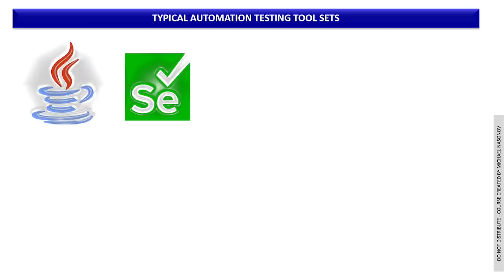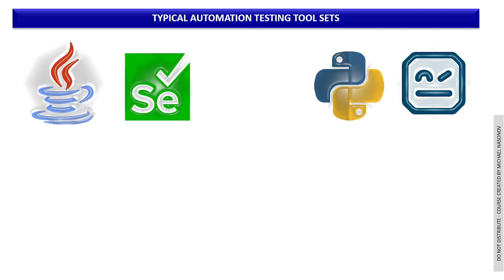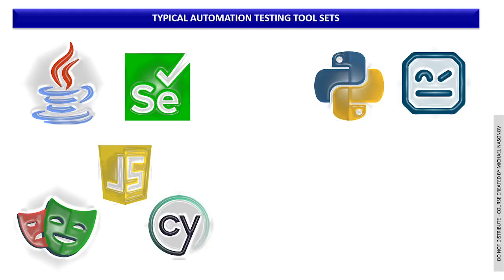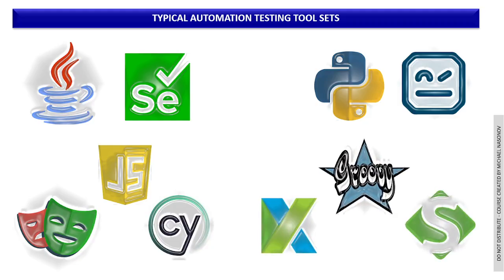Typical toolsets for automation regression testing could be: Java with Selenium, you might hear about it. Python with Robot. JavaScript is good with Microsoft Playwright and Cypress. And Groovy is utilized in Katalon Studio and SoapUI.